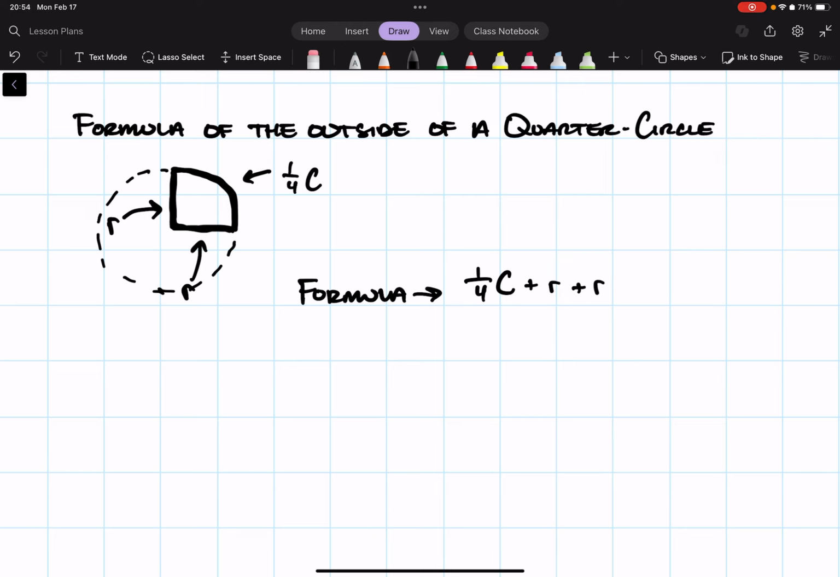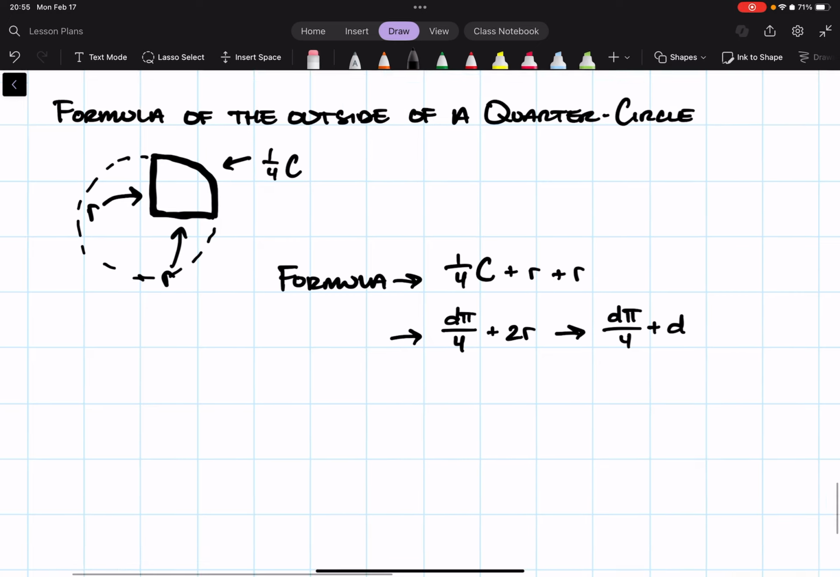And so you could say that this would be diameter times pi divided by 4 plus, now it's radius and radius, so 2r. Now there are multiple ways to write this. You could also say, if you have the diameter, that this is the diameter times pi divided by 4 plus diameter, right? Because 2r is equal to the diameter.